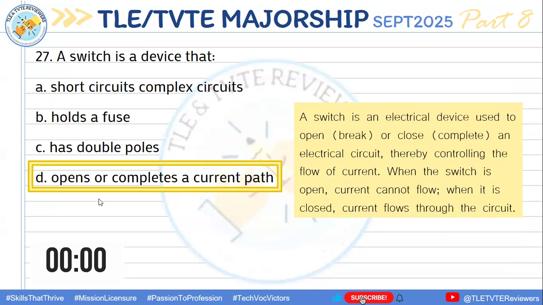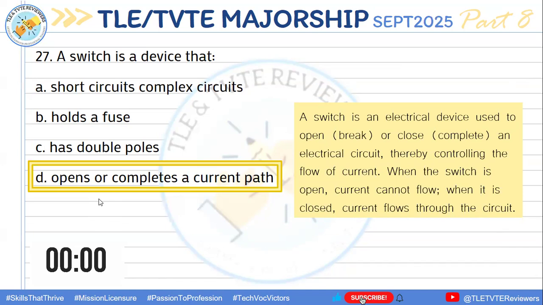For letter A, short circuits complex circuits. A switch does not create short circuits. So, short circuits are faults that cause unintended low resistance paths. Letter B holds a fuse. A fuse is a separate protective device. So, switches do not hold fuses.